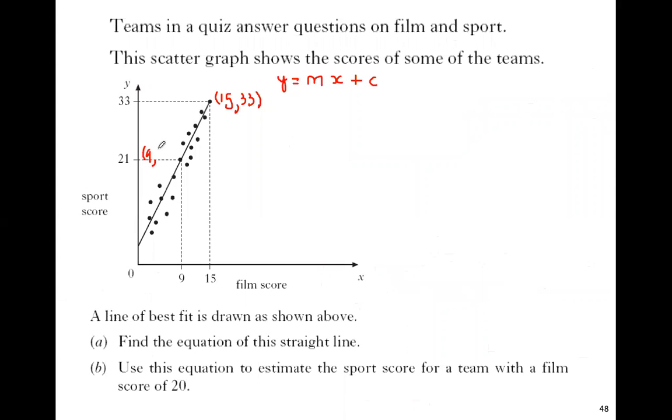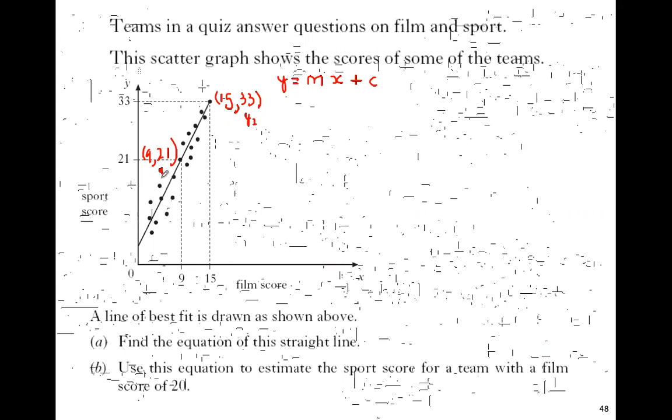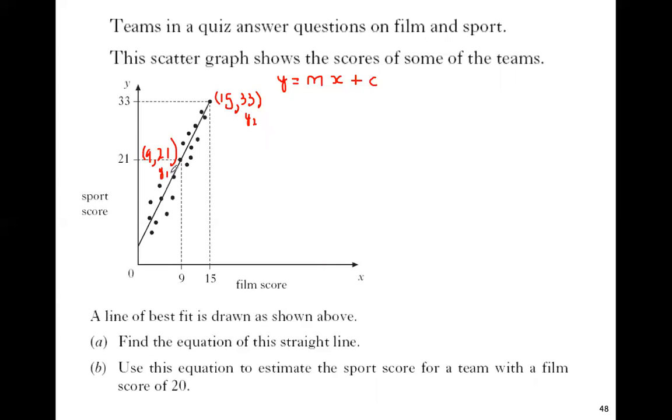Now you need to calculate M. 21 minus 33. So Y2 minus Y1, 33 minus 21. You make 33 Y2 because it's bigger. It's easier for me to deal with positive fractions, but basically if you had made it the other way, you'd get a negative divided by a negative.